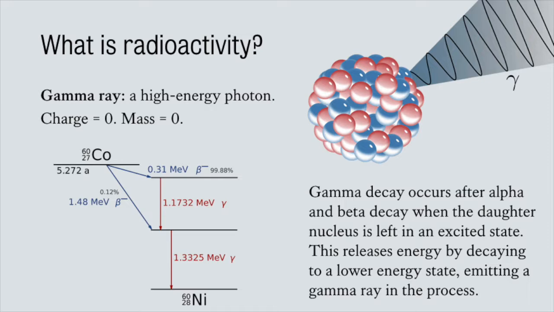Now, gamma radiation doesn't itself produce any changes in either the mass number or the atomic number because it's a byproduct of alpha and beta radiation.